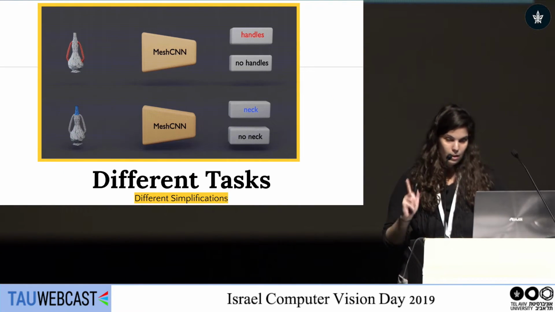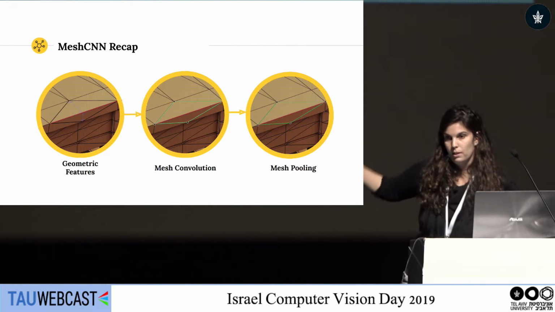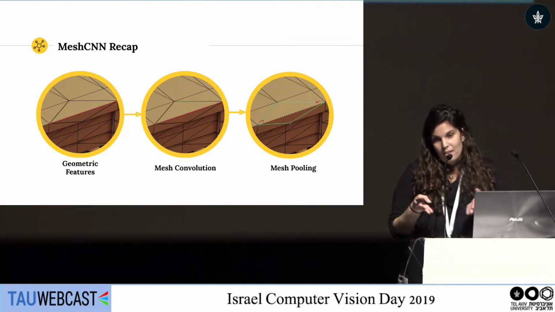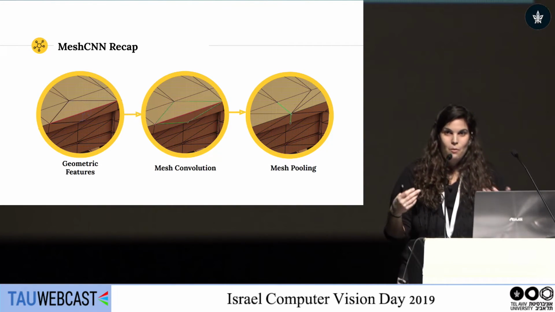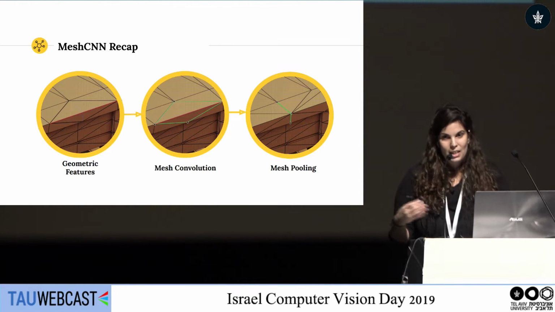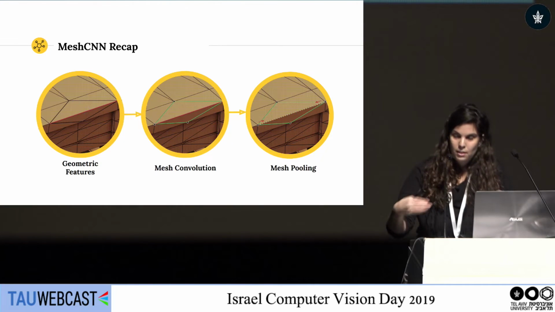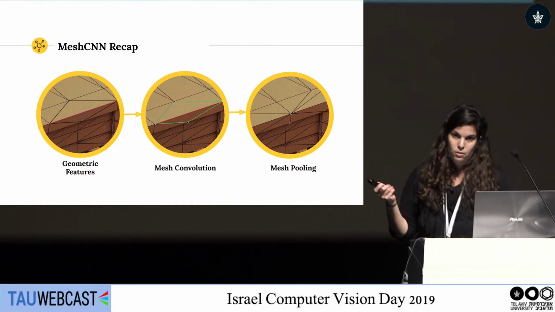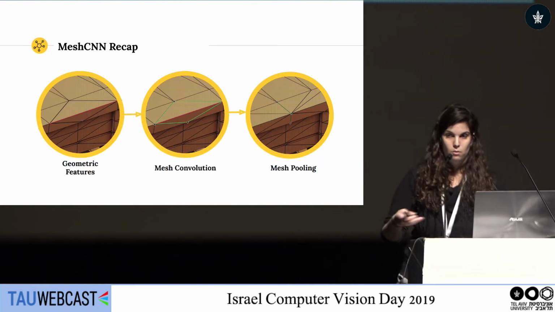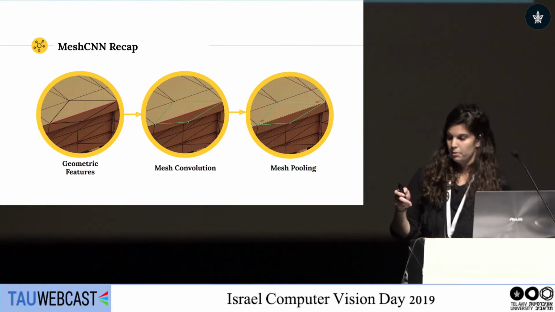Oh, sorry, one last thing I forgot to mention is that the mesh pooling layer has a target number of edges, so we can give the network meshes with different resolution, and it will iteratively collapse each of the meshes until it reaches that target resolution. We can also handle meshes with boundaries, so not watertight meshes, by just padding the convolutions with zeros.